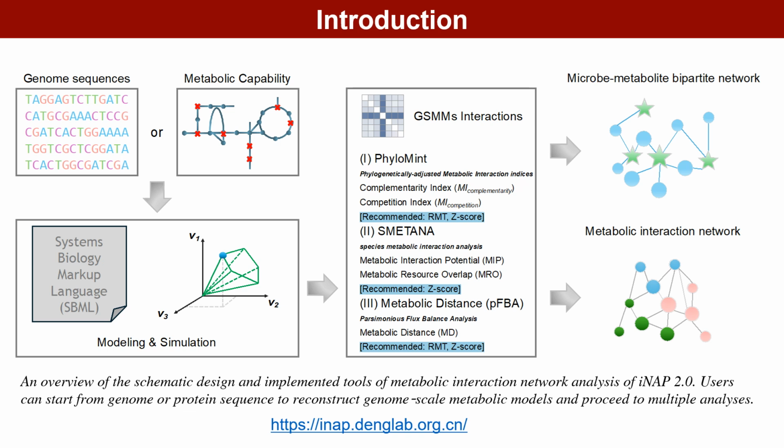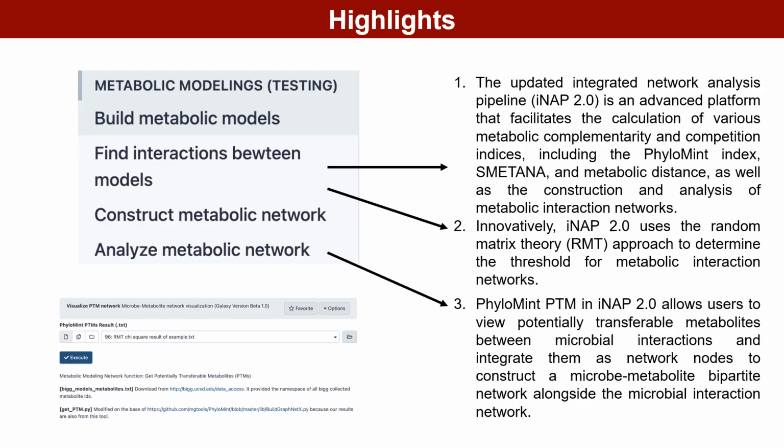This protocol introduces the Integrated Network Analysis Pipeline 2.0, iNAP 2.0, which features an innovative metabolic complementarity network for microbial studies from metagenomic sequencing data. The main highlights of this pipeline are: 1. It provides a variety of methods for calculating microbial metabolic interactions. 2. The use of the RMT method provides an objective and reliable way to filter metabolic intensity. 3. It can identify potentially transferable metabolites between microbes, making it possible to establish a microbial metabolite bipartite network.